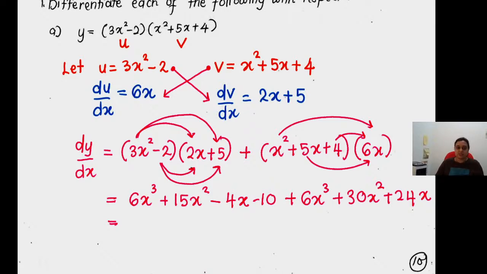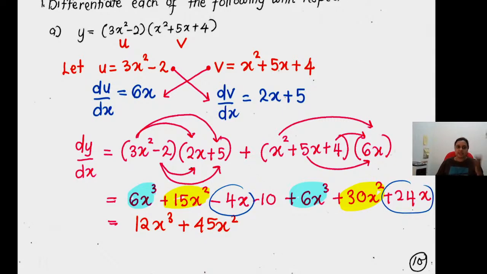Let's see if there are any like terms that we can solve. Yes, we can solve 6x cubed plus 6x cubed, so we get 12x cubed. Then 15x squared can add with 30x squared, so we get 45x squared. Then negative 4x plus 24x, negative 4 plus 24, positive 20x, minus 10. Let me check, is this correct? Yes. So this is the final answer for dy dx.